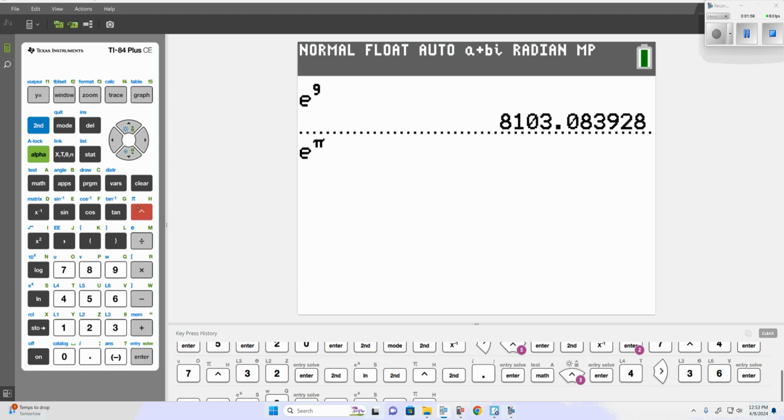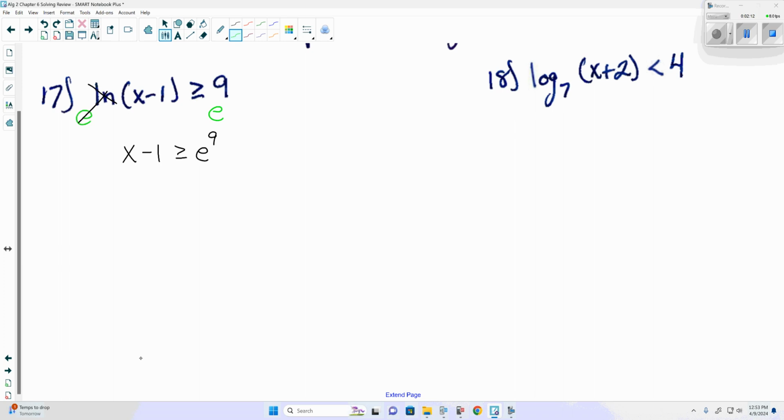Well, pi is irrational, yes? What's the imaginary number we know? If we put e to an imaginary irrational number, pi i, it actually does work out to be a nice number. But now we just need to solve for x. So what can we do to solve for x? So x is greater than or equal to e to the 9th plus 1.